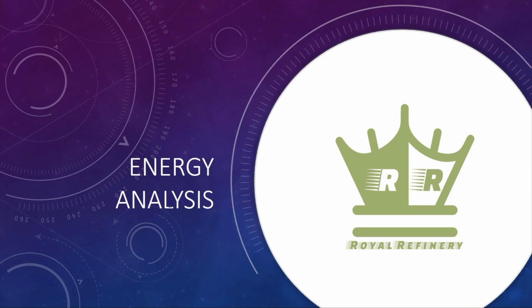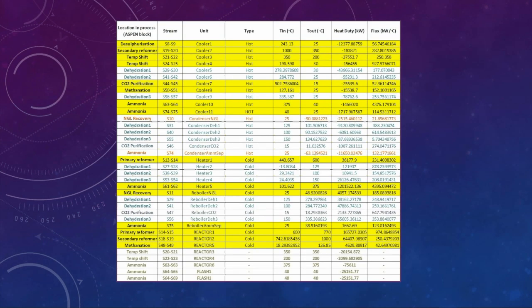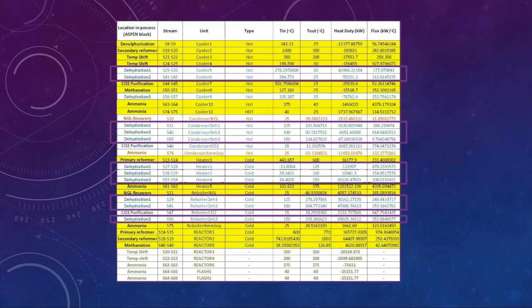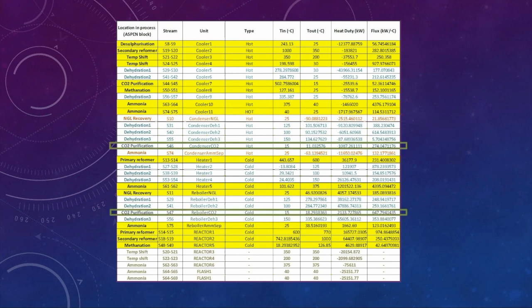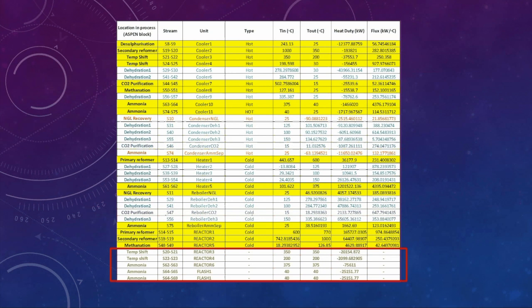Moving on to energy analysis. Out of the 34 streams that were possible to use for heat integration, 15 were used. All streams related to dehydration were not considered in process heat integration because this is usually undertaken within these units. The condensers in the ammonia separation and NGL recovery distillation columns were not considered due to the low temperatures required, suggesting heat integration would not be feasible to achieve these temperatures. The CO2 purification distillation column reboiler and condenser duties were also not considered due to the small temperature changes. Finally, the two temperature shift reactors, the flash drum and the Haber-Bosch reactor were not considered due to a lack of temperature change. All hot streams chosen in the hotspot analysis and appraisal were included.